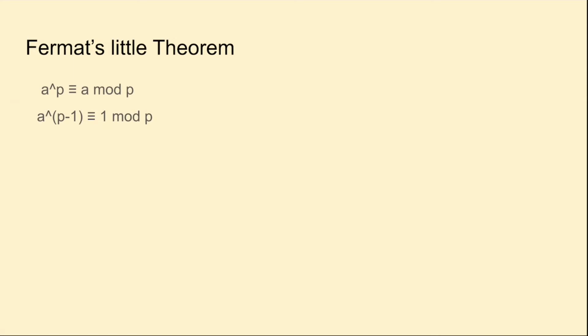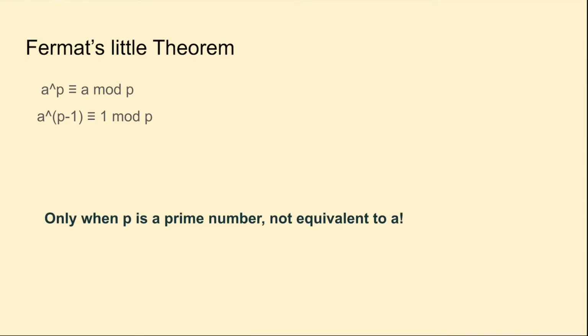Fermat's little theorem states that a to the p power is going to be equal to a mod p, and a to the p minus 1 power is going to be equal to 1 mod p. And this theorem only works when p is a prime number and not equal to a.